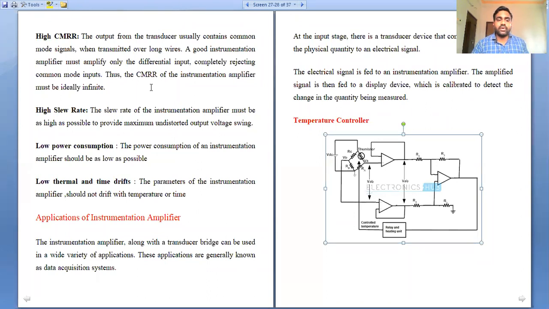And the next thing is low power consumption. An instrumentation amplifier has to take a very low amount of power, such that the incoming currents will be eliminated and the loss coefficients will be regulated.